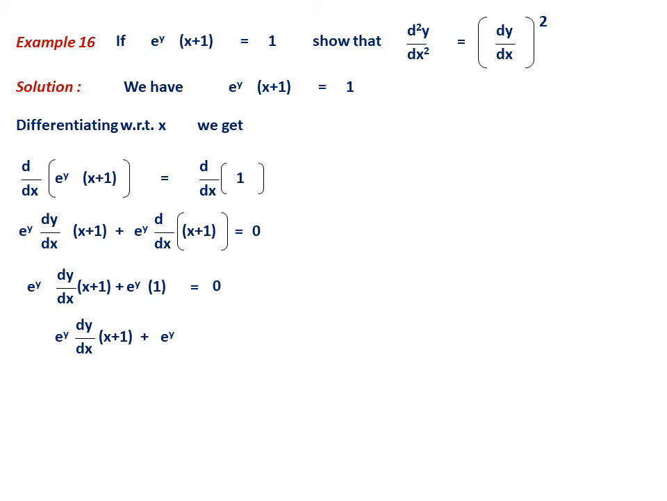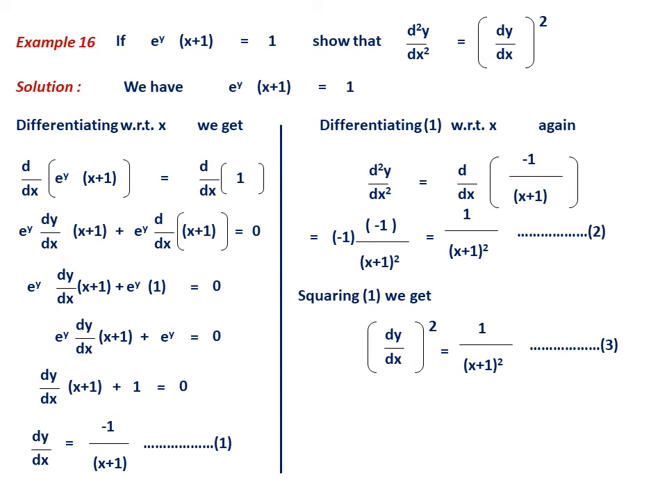Therefore, what is e power y? Into dy by dx plus 1 plus e power y equal to 0. So now what you can do is dy by dx into x plus 1 plus 1 equal to 0, because e power y cannot be 0. That's one thing. So it can be cancelled. Therefore we are getting dy by dx into x plus 1 equal to minus 1. Therefore dy by dx will be equal to minus 1 by x plus 1. So this is our dy by dx. Next, this let us call it as 1.